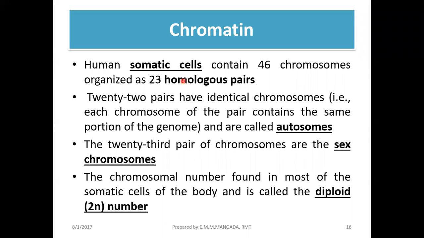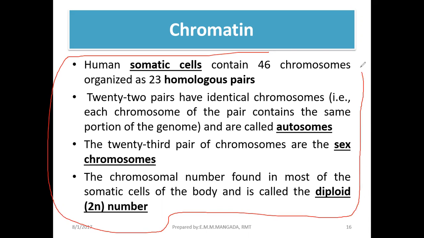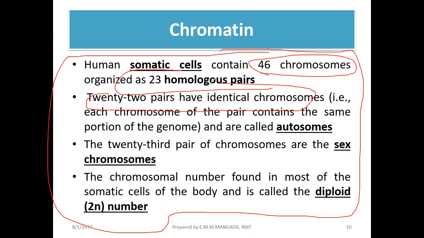Okay? So guys, this is just a brief introduction or overview nung napag-aralan ninyo sa isa nyo pang subject. Okay, so we have the human somatic cells. It contains 46 chromosomes. Ibig sabihin, we have 23 homologous pairs. So guys, in that 23, you know naman, we have 22 pairs, and these are your identical chromosomes. Each chromosome of the pair contains the same portion of the genome, and these identical chromosomes are called your autosomes.